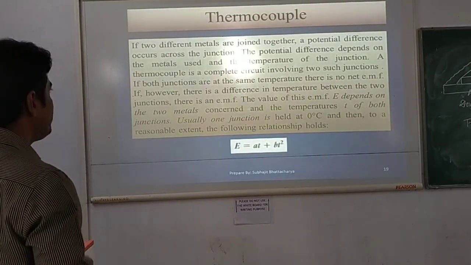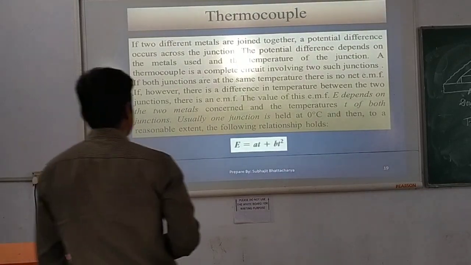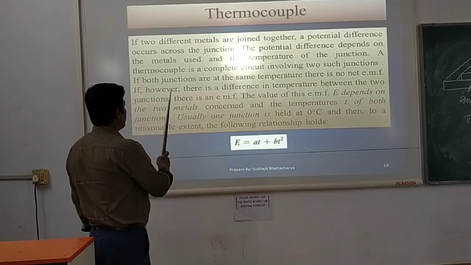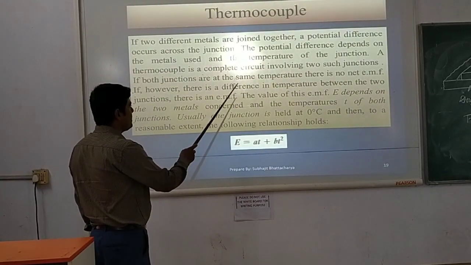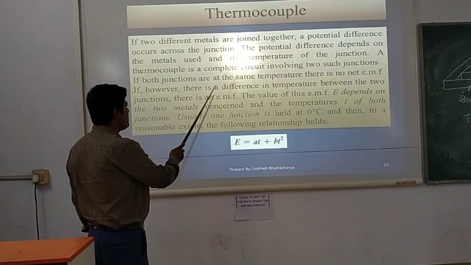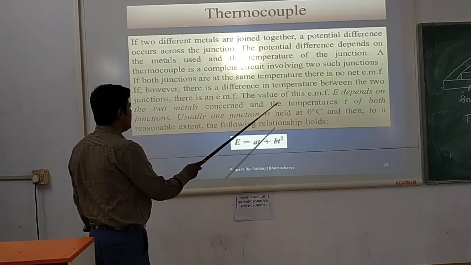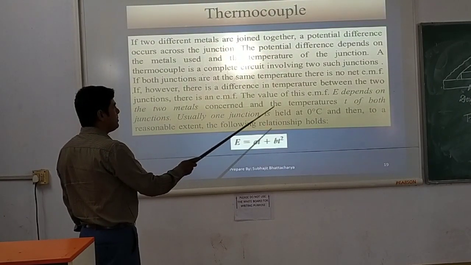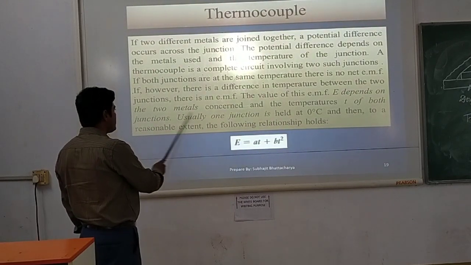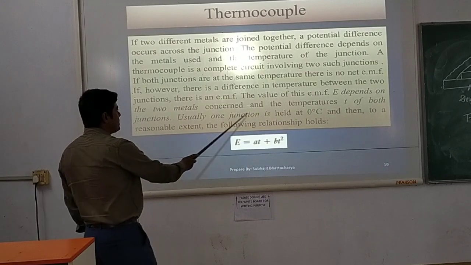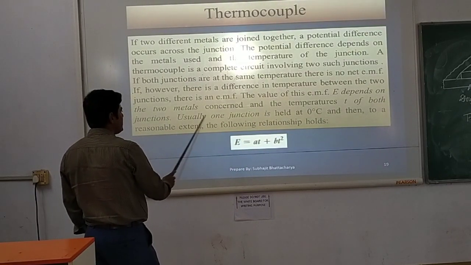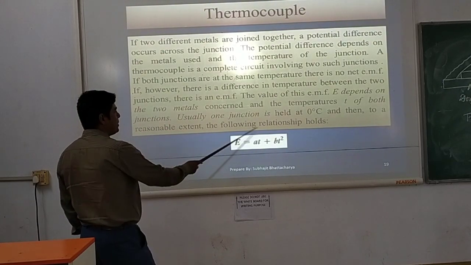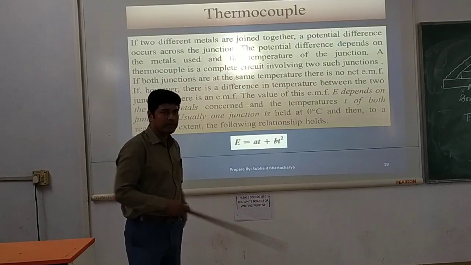So, if two different metals are joined together, a potential difference occurs across the junction. That potential difference depends on the metals used and the temperature of the junction. A thermocouple is a complete circuit involving two such junctions. If both junctions are at the same temperature, there is no net EMF. If, however, there is a difference in temperature between the two junctions, there is an EMF. The value of this EMF E depends on the two metals, that is these constants A and B, and the temperature T of the junction. Usually one junction is held at 0 degrees Celsius, and then to a reasonable extent a linear relationship holds in most cases. Okay.